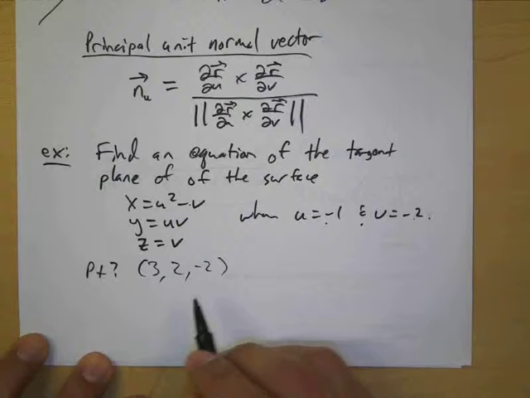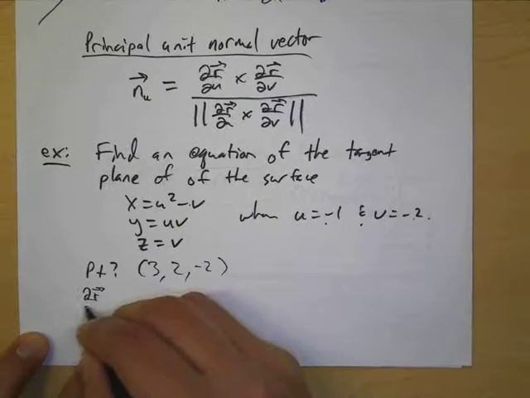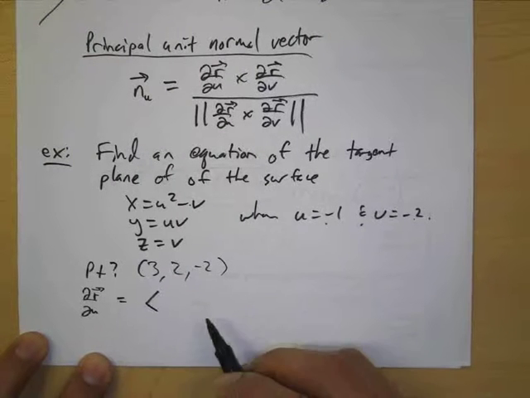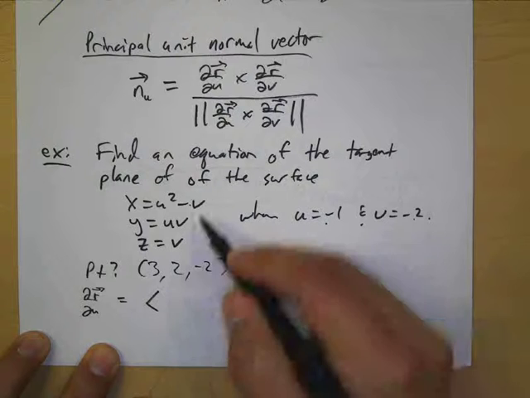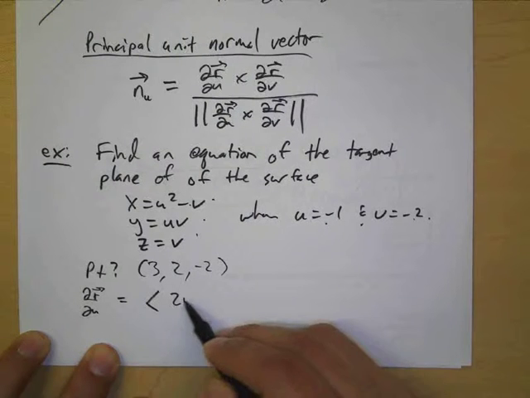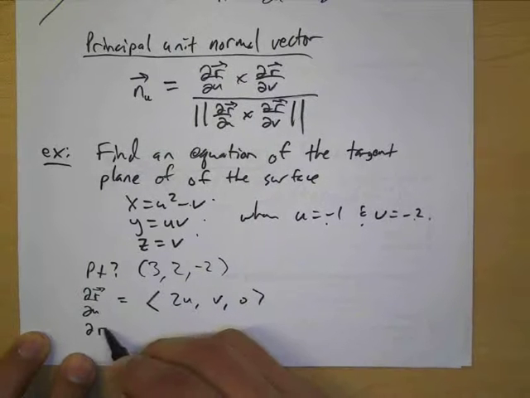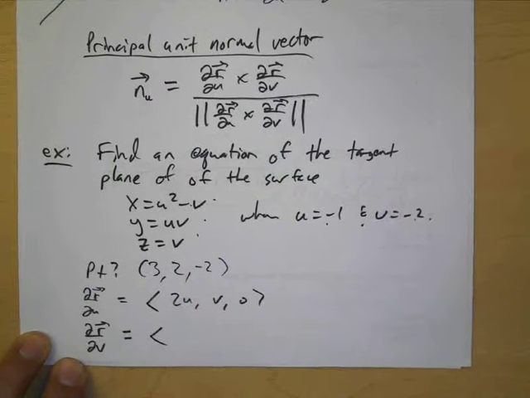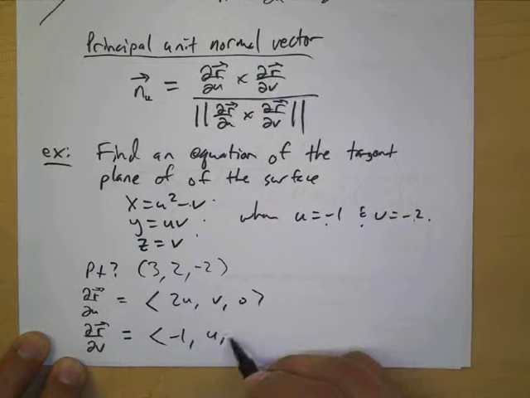So now we just need a normal vector, and in order to find a normal vector, we must find the partial derivatives. So partial r partial u would be what? Just go component by component, right? 2u, yep. And then partial r partial v would be? Good.